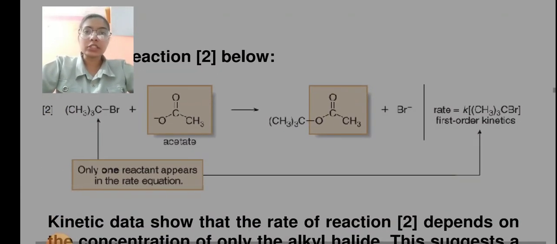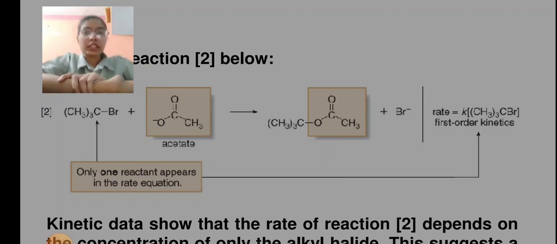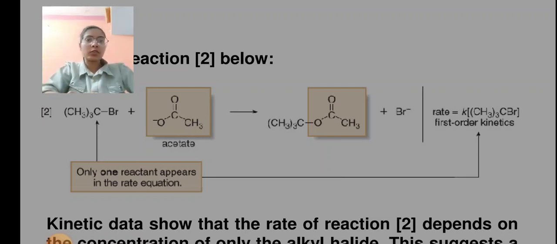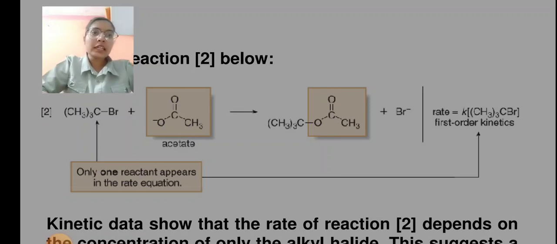Consider reaction 2 below. Now let's see the next reaction. Second, (CH3)3CBr plus acetate ion gets converted into (CH3)3C bonded with O, C double bond O, CH3 plus bromide ion. From here, the rate is equal to k times (CH3)3CBr, first order kinetics, because only one reactant appears in the rate equation.